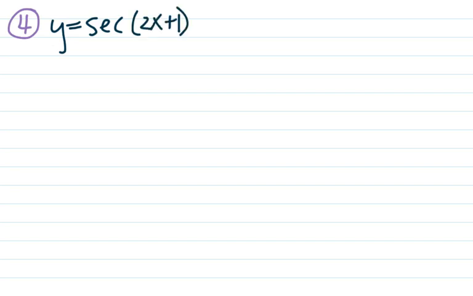Alright, so for number 4 you gotta buckle up, because this is where it gets real. So we're going to be looking at the function y equals secant of 2x plus 1 times sine of x squared.